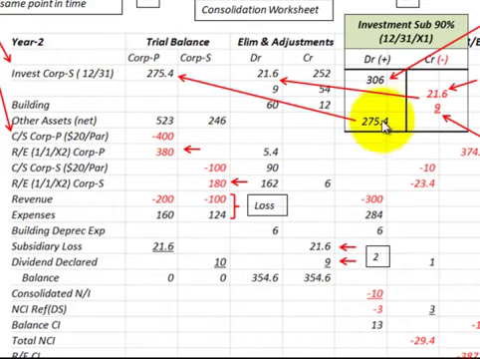So we've brought our investment in sub back to the beginning of the year, what it would have been worth in the beginning of year 2, to $306,000. And through these adjustments, it was sitting here at $275,400. So we did bring it back to $306,000, the beginning of the year amount.